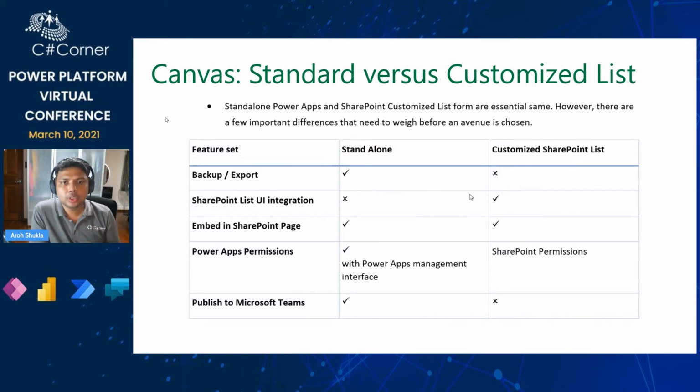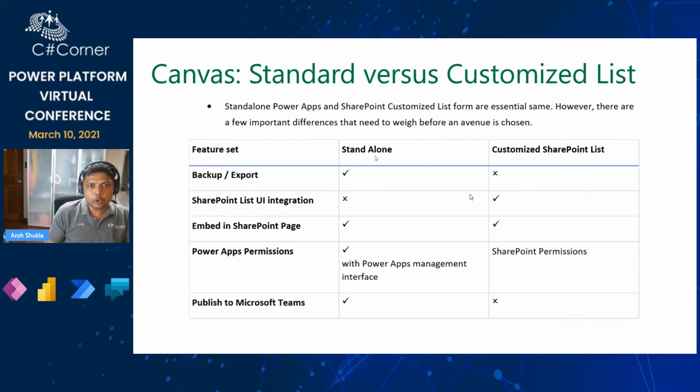So again, when you use Canvas app, we have to use something called a maker, make.powerapps.com, and in that context we can have backup and export. For example, I have my SharePoint site and I want to move it from my dev to UAT server. So using the standalone maker.powerapps.com, I can do it, but I can't do it using a SharePoint list. Okay, there are some limitations there.